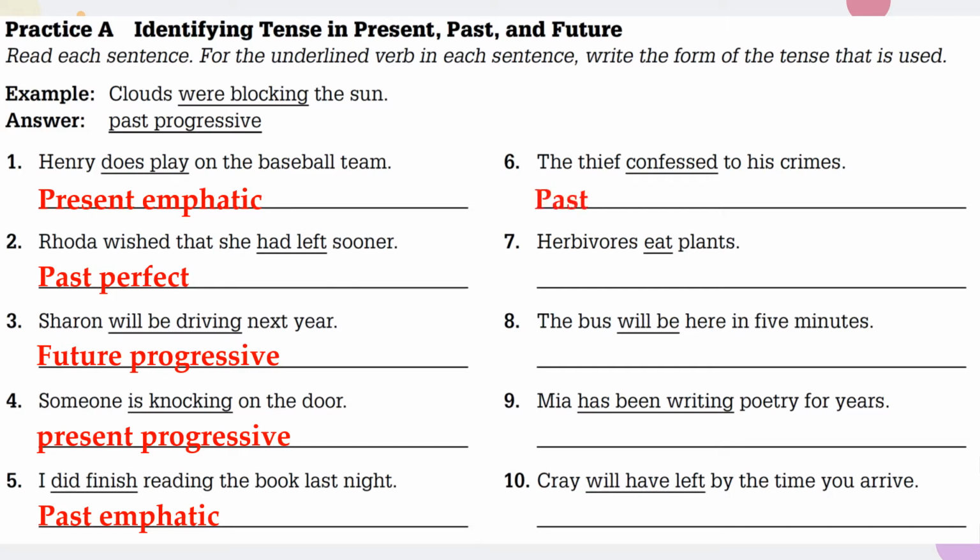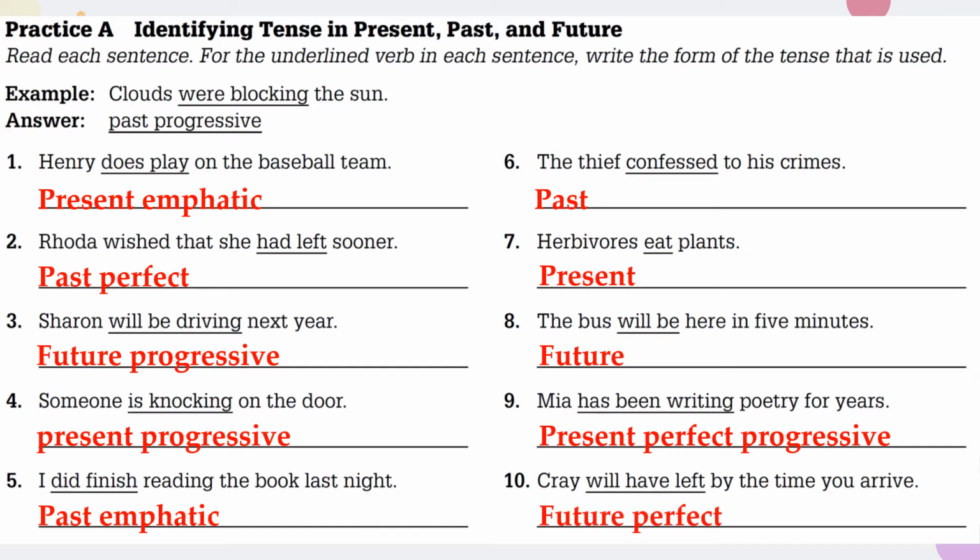Number 6, confessed, in the past obviously, ed. Number 7, eat, very easy, simple present. Will be, future simple. Has been writing, present perfect progressive. And finally, will have left. This is future perfect. I hope that your answers were correct. Otherwise, make sure to correct them. We move to the second practice.